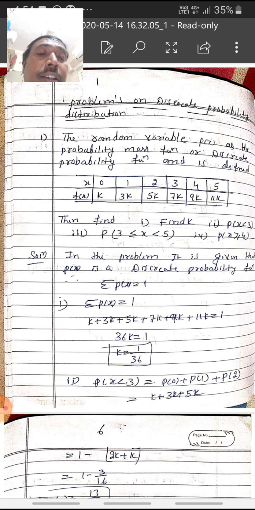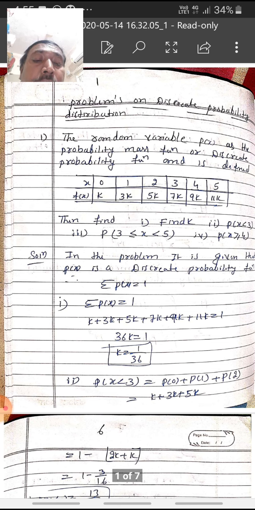This is a discrete probability distribution, as I said in the previous video. Whenever you want to say it is a discrete probability distribution, the sum of all p of x should always be equal to 1. Using that condition, first you have to find the k value. Summation of p of x should be equal to 1. Adding p of x, p of x or f of x both are the same: k, 3k, 5k, 7k, 9k, 11k. The total becomes 36k. Then k equals 1 by 36. That is your k value.